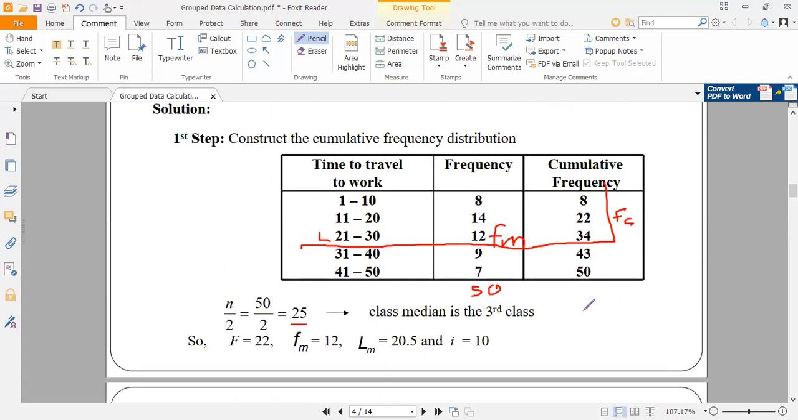So we have our FM, which is 12, which is the actual frequency. Then our FC is 22. The lower bound is what? 21. But if this 21 is not the same as the class boundary, you subtract 0.5 from it. Okay. So this will be our LM. Then our height is simply the distance from here to here. Any questions this far before I proceed?